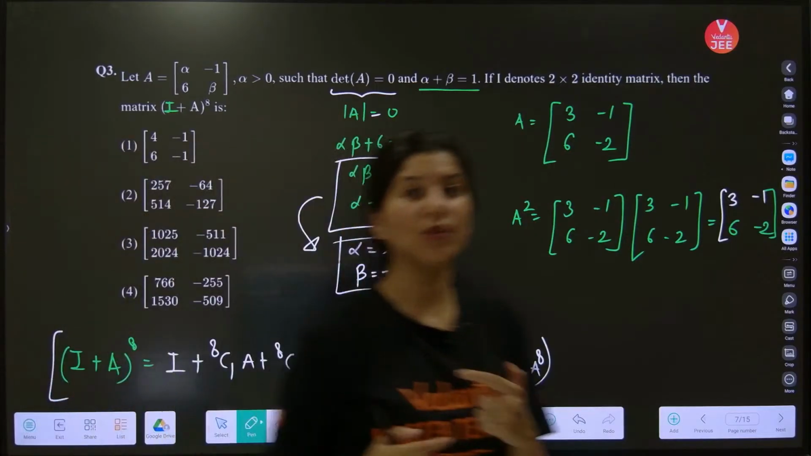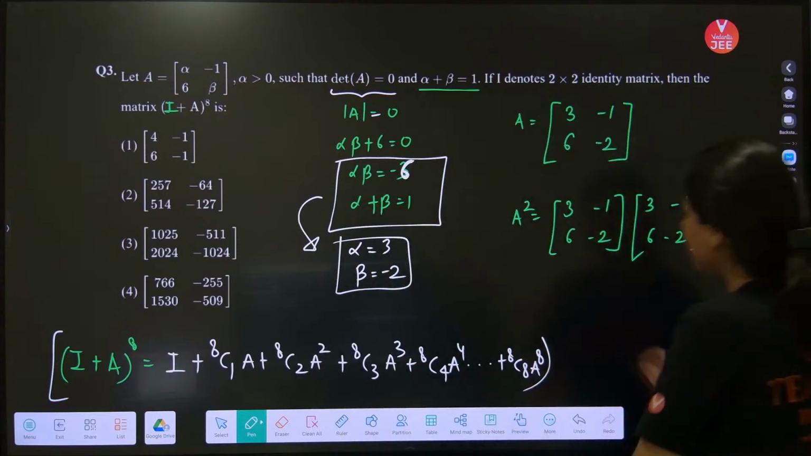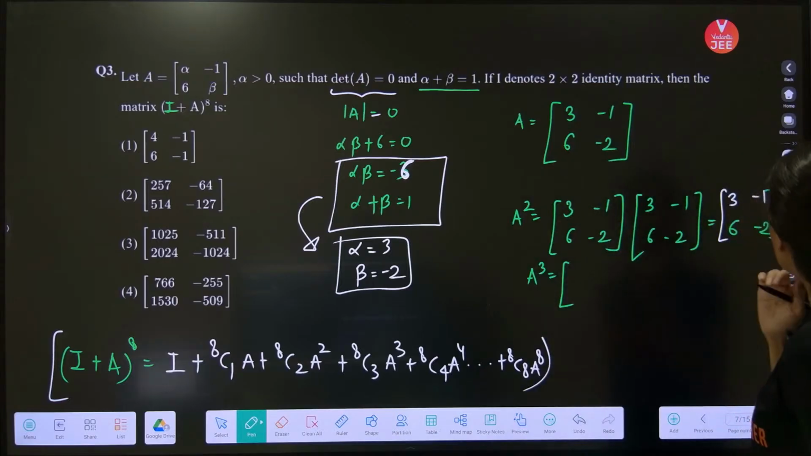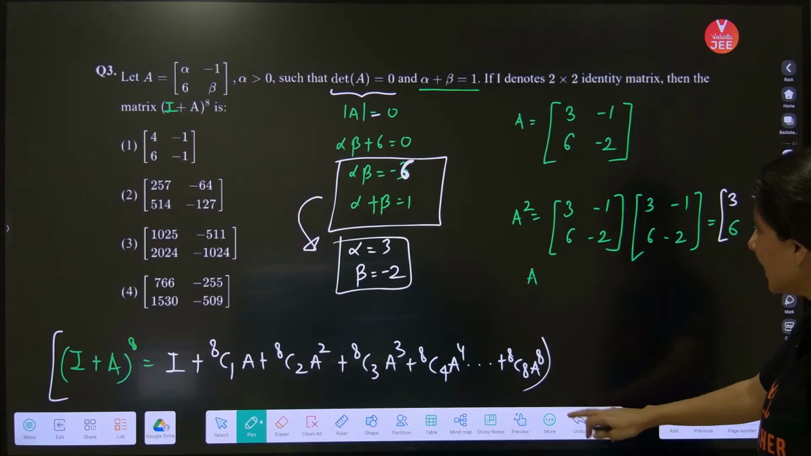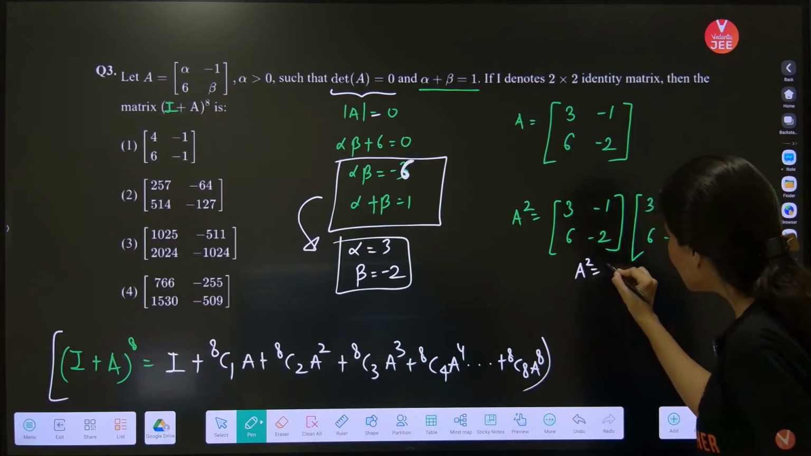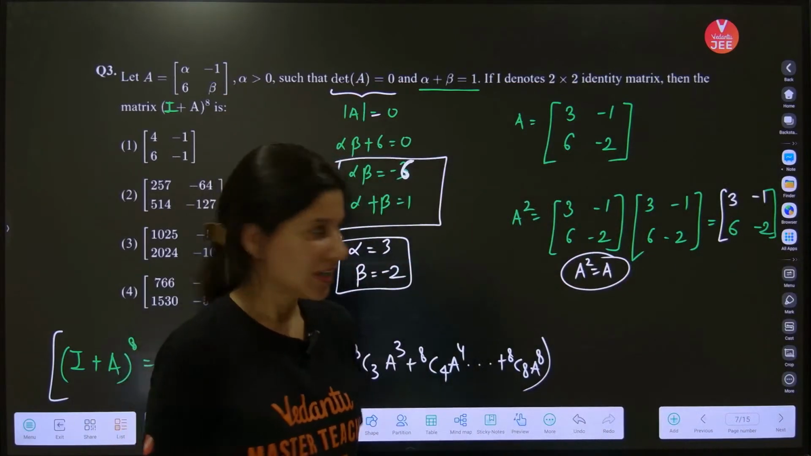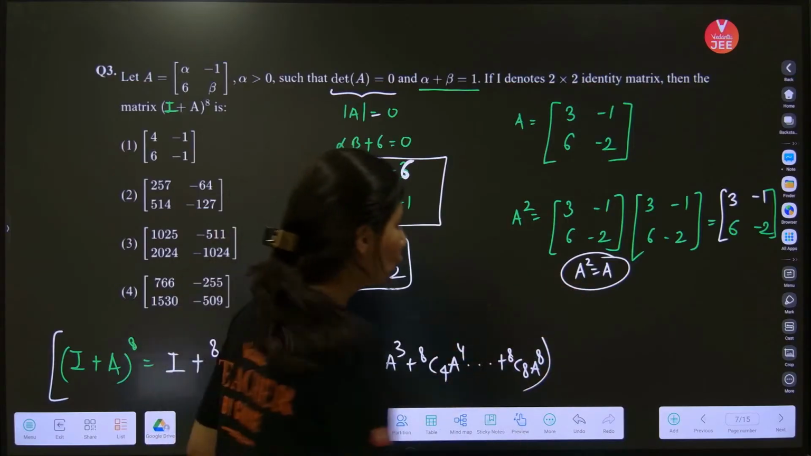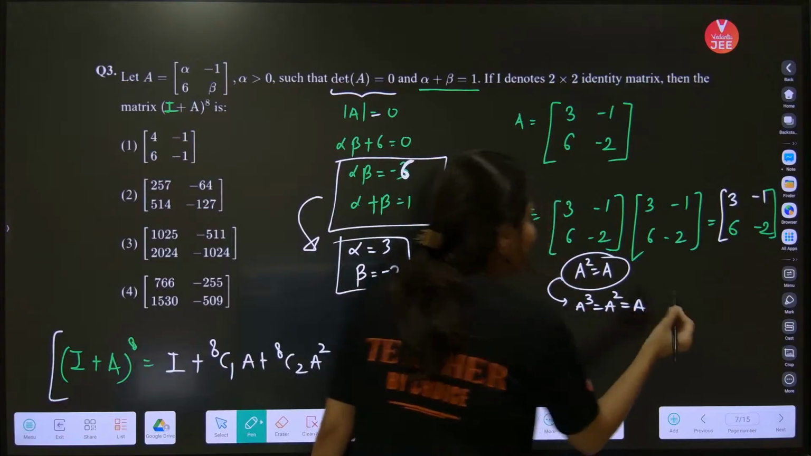So you need to calculate higher powers of A. So A square is right here. Now you have to calculate A cube. Hold on, ma'am. You don't need to calculate. A square is equal to A. What does that mean? Multiply A both the sides. You will realize A cube will be A square, which in turn is nothing but A.